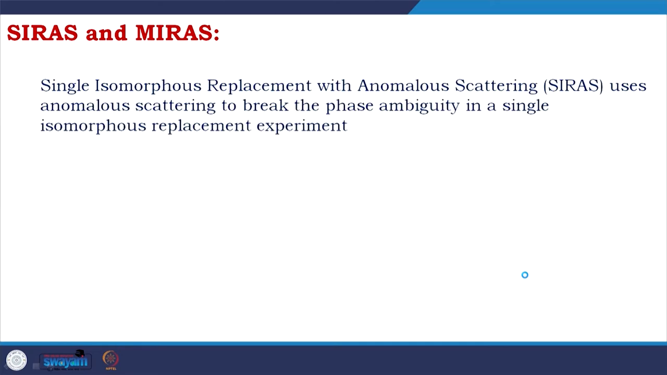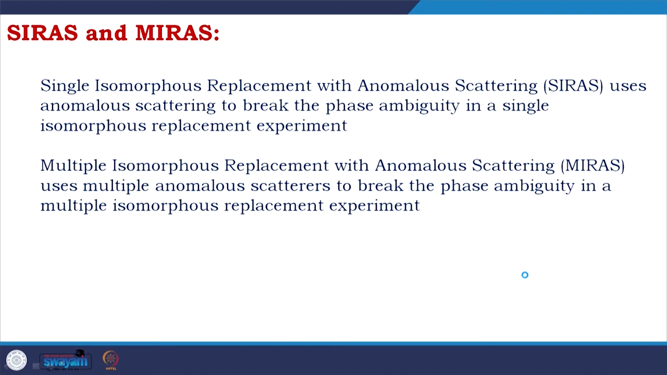So, now by utilizing this, I just introduce another terms, SIRAS and MIRAS. SIRAS is single isomorphous replacement with anomalous scattering; it uses anomalous scattering to break the phase ambiguity in a single isomorphous replacement experiment. You could consider it as a hybrid of both the isomorphous replacement along with the anomalous dispersion or anomalous scattering. Multiple isomorphous replacement with anomalous scattering is MIRAS. It uses multiple anomalous scatterers to break the phase ambiguity in a multiple isomorphous replacement experiment.